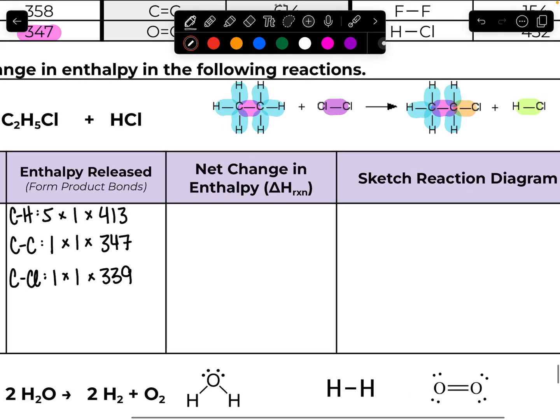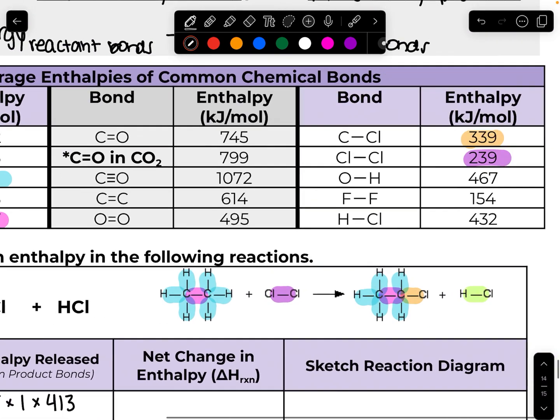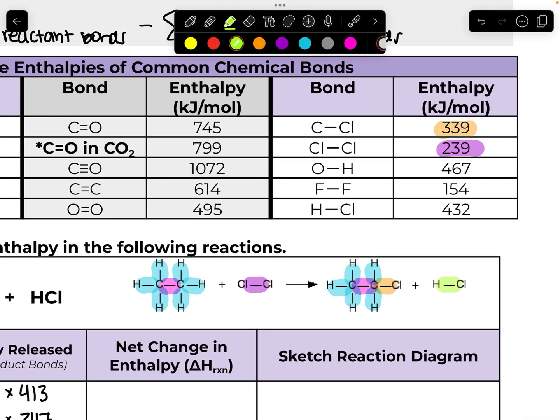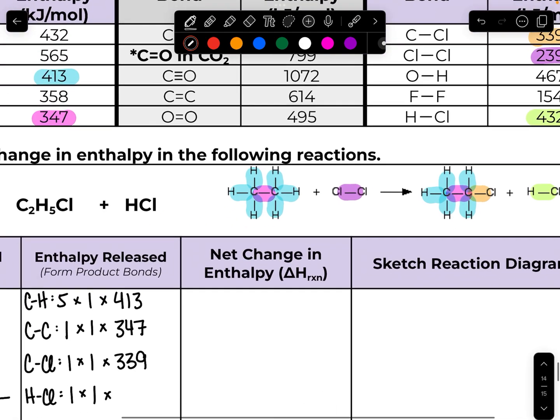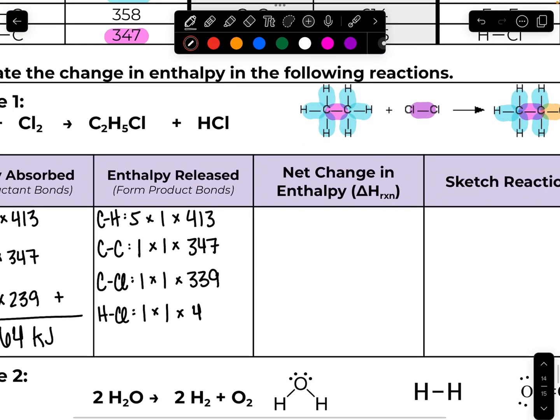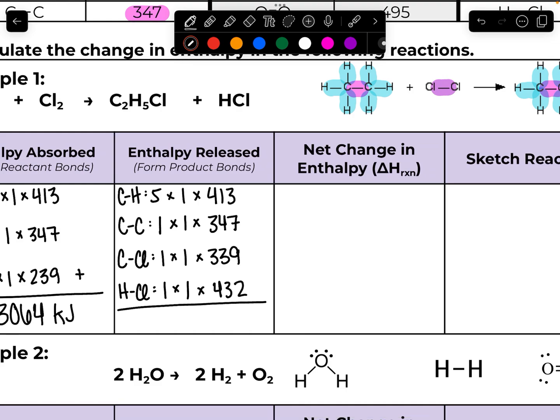And last but not least, H–Cl. So my H–Cl single bond, I have 1 of them. I have 1 mole of it in the structure, in the chemical equation, and the energy to make an H–Cl is 432 kilojoules. Okay, so I'm going to sum these for us really quick.